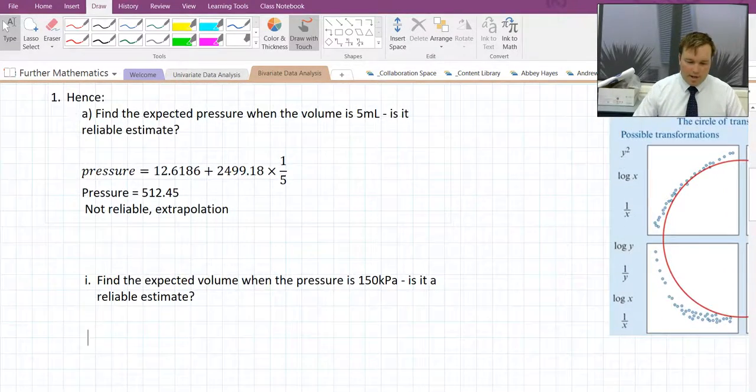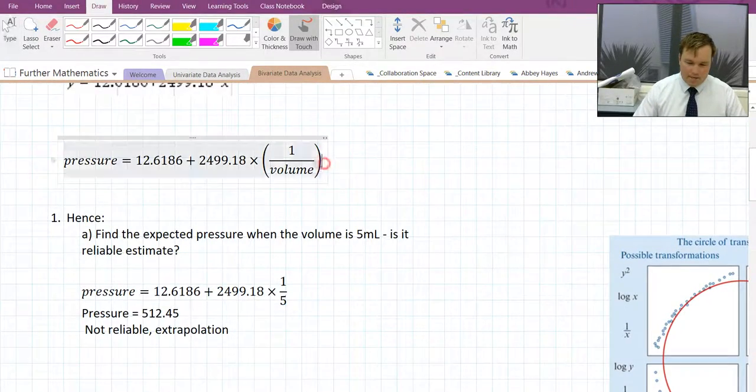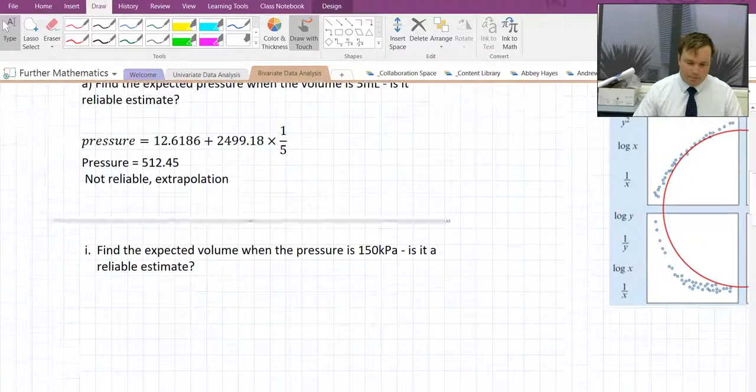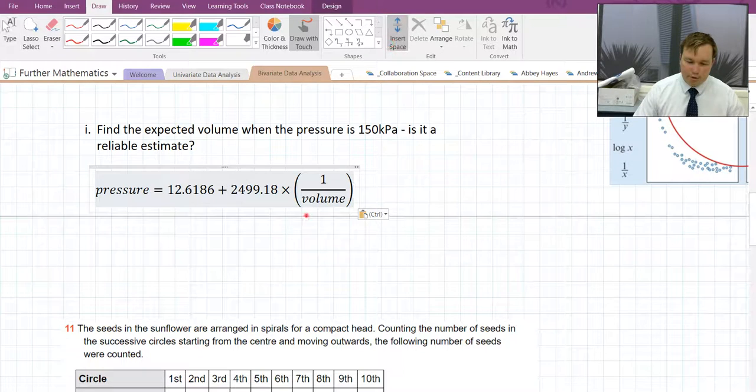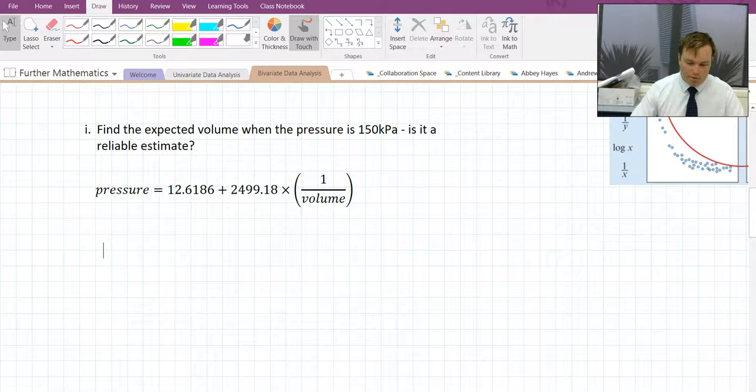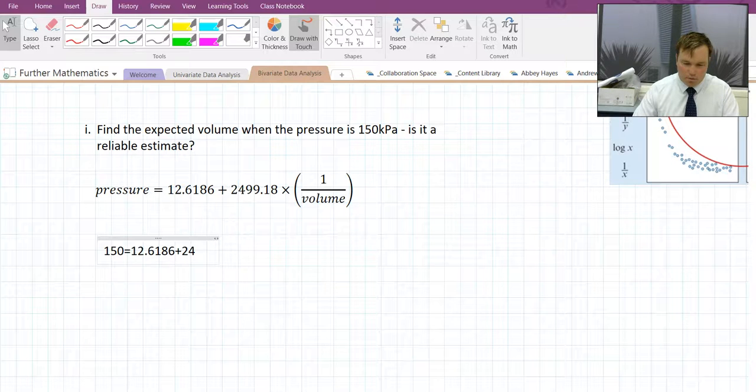Alright, expected volume when the pressure is 150 kilopascals. So we grab our equation again, and we are not given the volume, we need to find the volume. So very simply, we put 150 kilopascals will be equal to 12.6186 plus 2499.18 multiplied by 1 over volume. Now, we don't know what volume is, so we have to solve for that in our calculator.